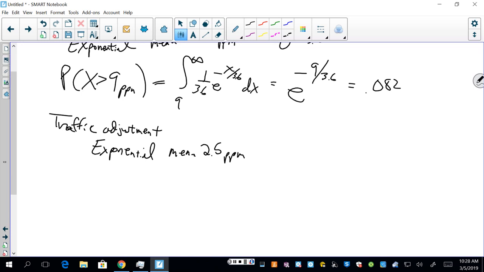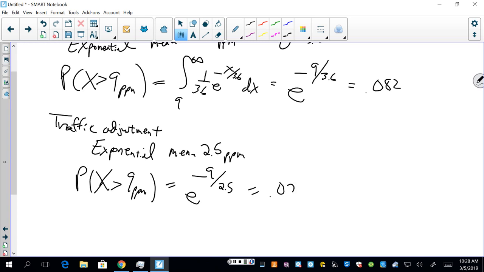How are things going to change? We could ask what's the probability that x is greater than 9 parts per million. And it would be e to the negative x over the parameter, and that ends up being about 0.027. So with the lower mean, the chance that you're much bigger than that becomes less, and it's reduced.